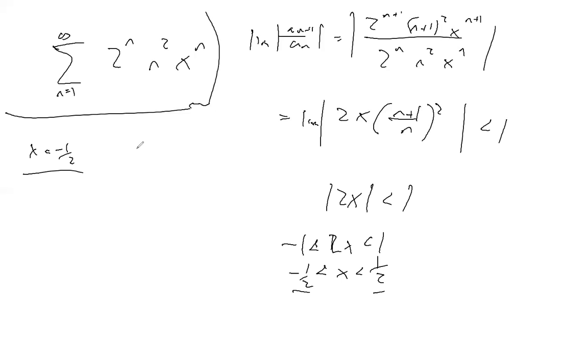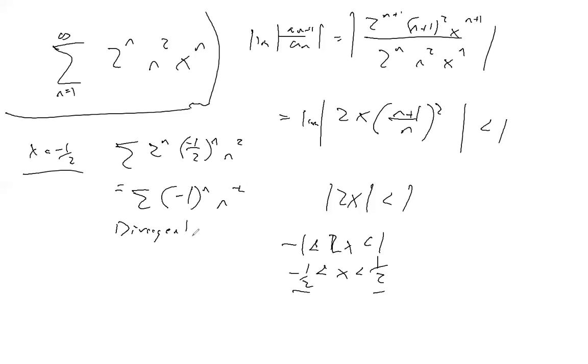When I plug that in, my series becomes 2 to the n. I'll do the x now. 1/2 to the n, -1/2 to the n squared. Okay, so how can I simplify this? These have the same power, so I can combine them into one expression, right? And that actually simplifies to -1 to the n squared. Okay, is this series convergent or divergent? It's divergent by divergence test, right? So I don't want to include this endpoint.